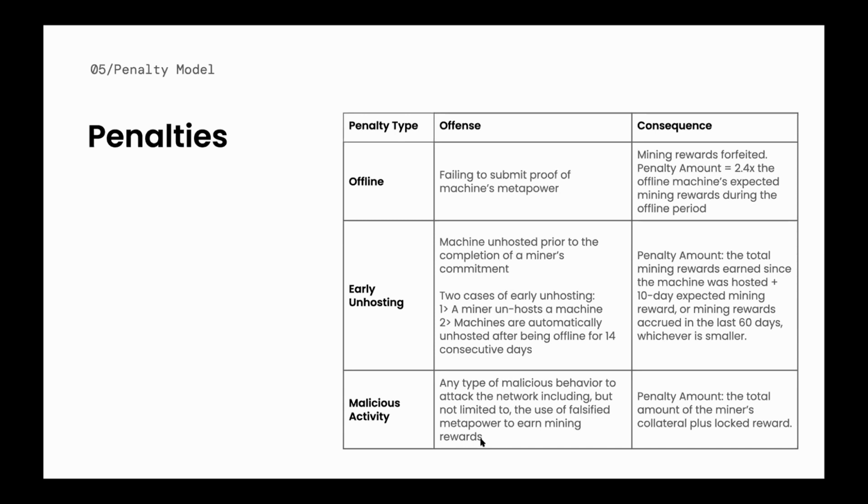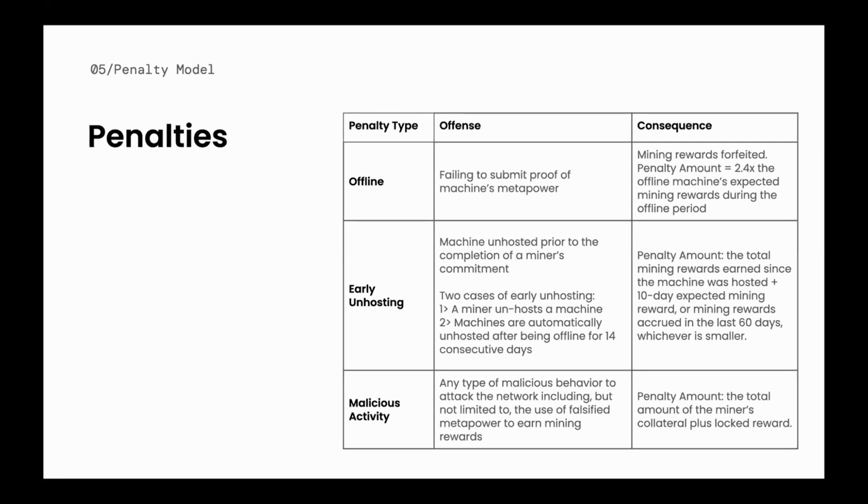For example, virtual machines, right? We already see some virtual machines in our domain to mine CCN tokens, which belong to this malicious activity. And if this is detected by the network, the penalty amount will be the total amount of miners' collaterals plus the locked reward. Remember that again, we follow the rule for the mined tokens.